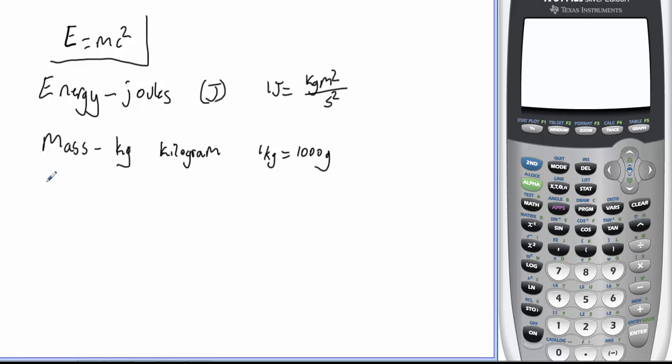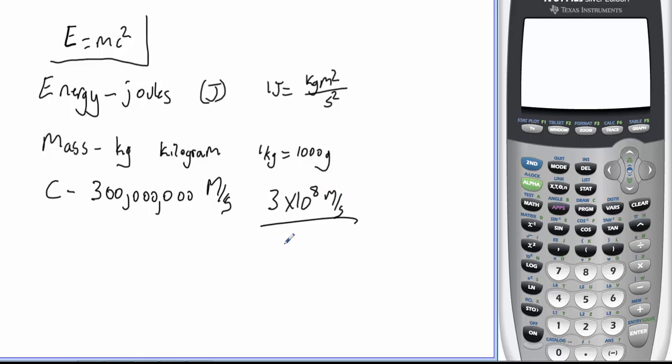And then finally, c is the speed of light. It's always 300 million, so that's 3 followed by 8 zeros, meters per second. Occasionally you'll see me write this as 3 times 10 to the 8th meters per second. That's just scientific notation of the same thing. And scientific notation is handy because it makes putting these numbers into your calculator much faster. So now that we know our units, let's take a look at an example problem.